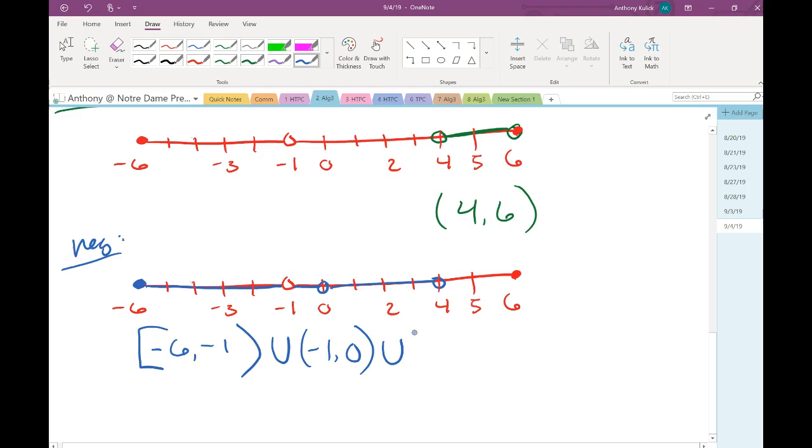And then I have one more interval that goes from 0 to 4. 0 got a parenthesis before, gets a parenthesis again, and then 4 gets a parenthesis as we drew an open circle there as well.